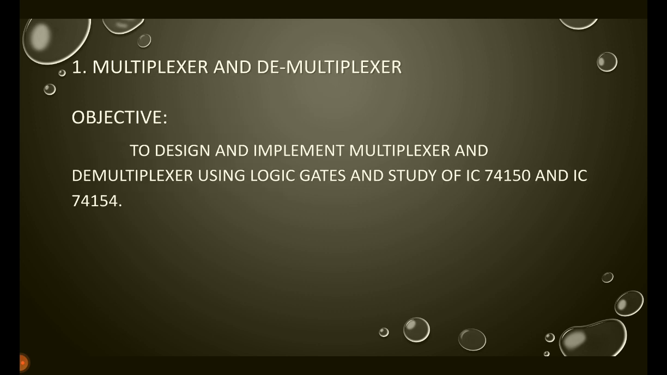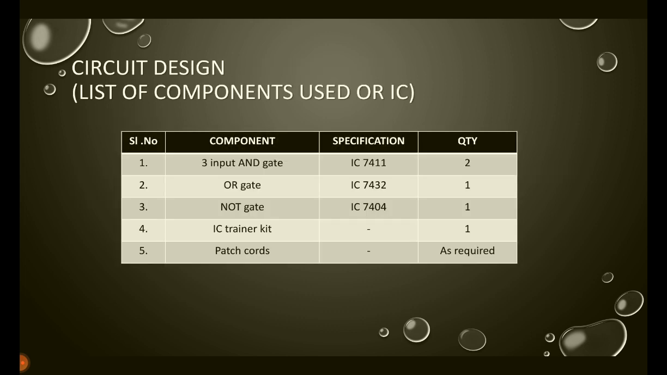Multiplexer and demultiplexer. Objective: to design and implement multiplexer and demultiplexer using logic gates and study of IC 74150 and IC 74154. Circuit design, list of components used or IC. Here totally we use 5 components: 3 input AND gate, OR gate, NOT gate, IC trainer kit, patch cord.